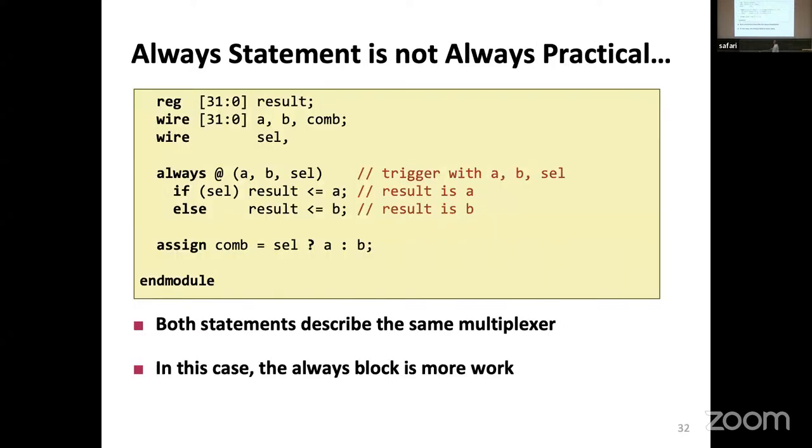So here somebody is writing this code: always at A, B, sel. If sel, result is A, else result is B. That's the practical definition of a multiplexer. You could have written the same thing as assign result equals sel ? A : B. Exactly the same thing. There's no difference between them. In one, you type more, you get to write if. If that's your fetish, go ahead.